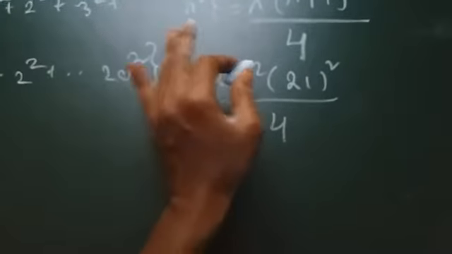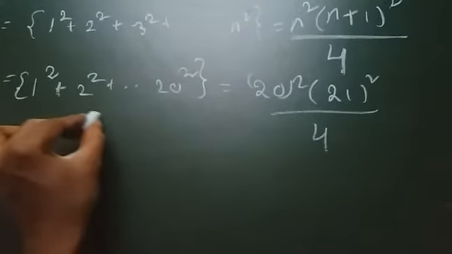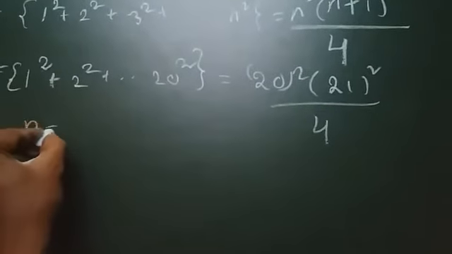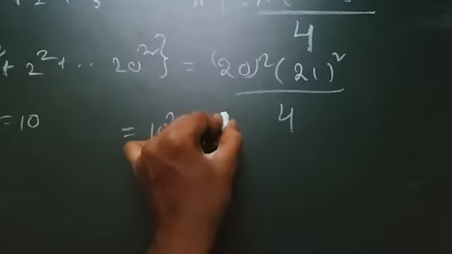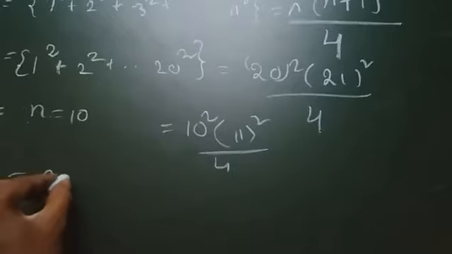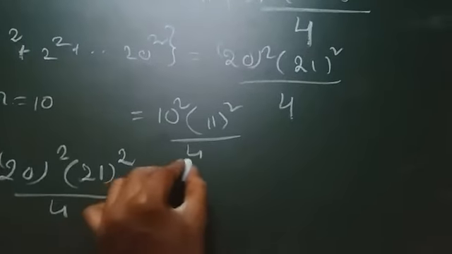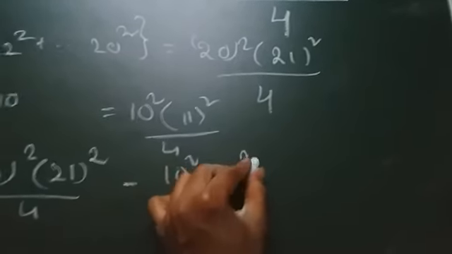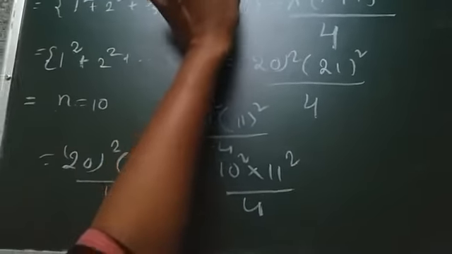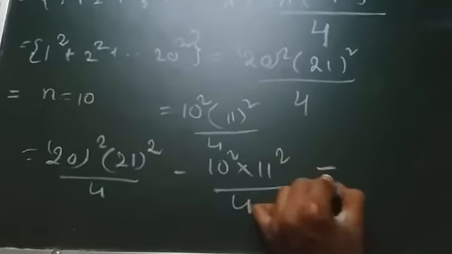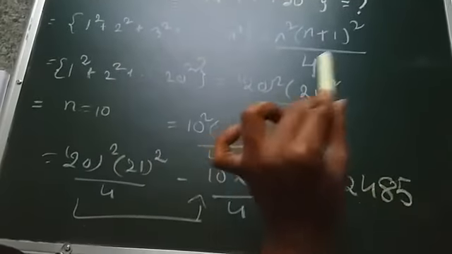This is the sum of n terms from the start to 20. But you don't need 1 to 10 here. Let us subtract, that is, consider n as 10: 10 square, 10 plus 1, 11 square divided by 4. So 20 square into 21 square divided by 4 minus 10 square into 11 square divided by 4. You will get the answer of 11 square plus 12 square plus 13 square plus 14 square plus and so on 20 square is 2485.